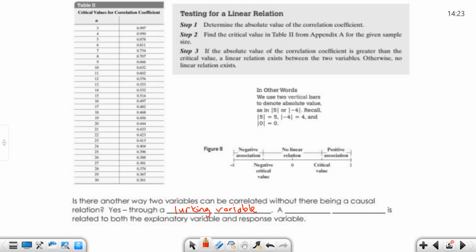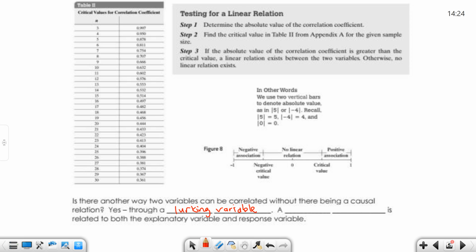It's a variable that's kind of lurking. It's in there. It's in the background. It's in the shadows, and it's affecting the outcome, but it's not maybe the one that we're interested in. It's not the one that we thought had something to do with it. So there's some sort of relationship going on, but it's not necessarily causal.